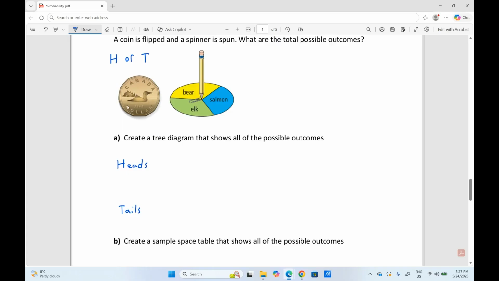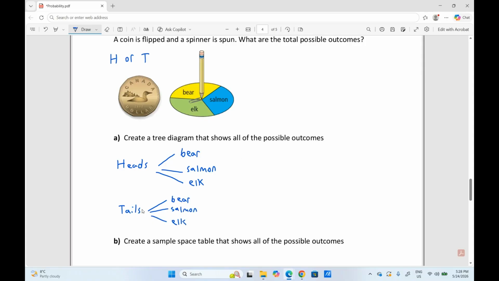Now, after I flip a coin, let's say I land on heads, I'm now going to spin a spinner. And there are three outcomes on my spinner. I either land on bear, salmon, or elk, these regions represented by those. So my outcomes are bear, salmon, or elk. And for tails, if I flip a coin and I land on tails, and then I spin the spinner, I also get my three outcomes of bear, salmon, and elk.